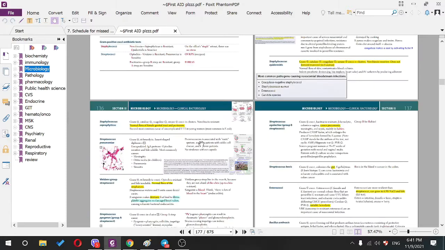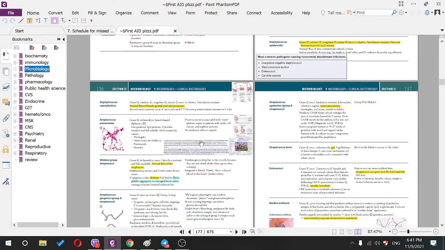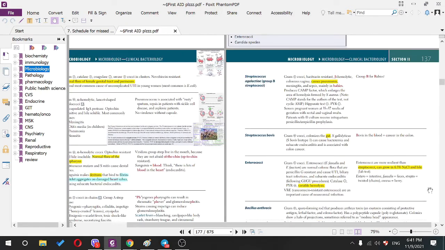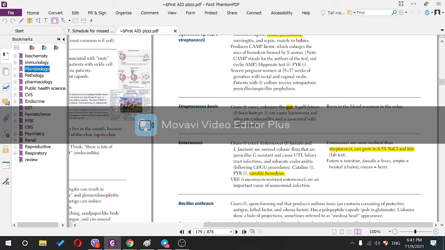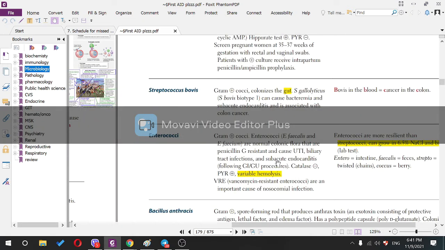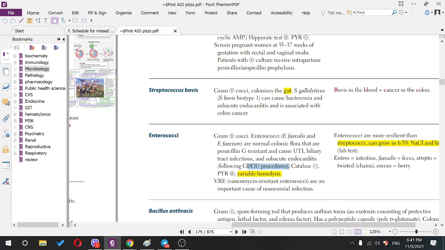Let me show you this, guys, because they do ask it and they love to trick you about it. So if you see here, there is this enterococci, and they tell you if you develop a subacute endocarditis following a GI or genitourinary procedure, most commonly a transurethral prostatectomy.